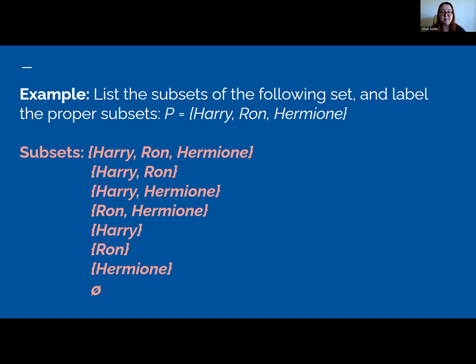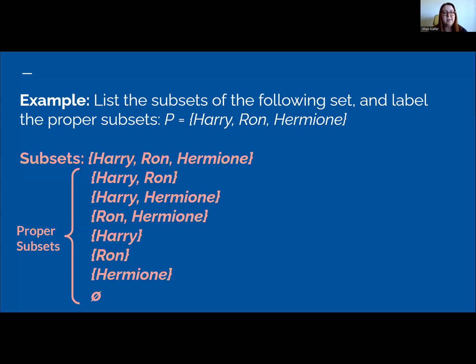Last thing we want to do is label the proper subsets. We said the proper subsets were going to be the sets that were not equal to the original set. The only one that's equal to the original set is the very first subset that we wrote, the same exact set. So everything except the original subset, the very first subset, will be proper subsets. So there we have all of our subsets, including our proper subsets as well.